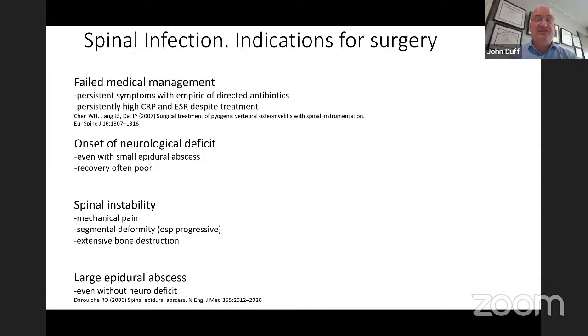Spinal instability. So if the patient has mechanical pain, so pain primarily when they stand up, relieved by lying down. If they have segmental deformity, particularly a progressive segmental deformity, that's an indication for surgery. And this is often in the face of extensive bone destruction, which is causing this instability. And then we've talked about a small epidural abscess where there's a relative indication for surgery, even with a neurologically normal patient, but a large epidural abscess is considered by many people to be an indication for surgery, even without neurologic deficit, because of the threat to neurologic function and the poor recovery afterwards.